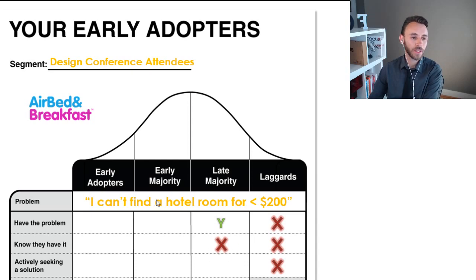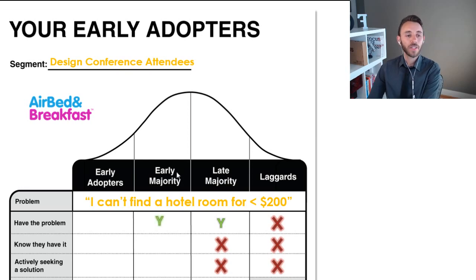So an example in this case might be someone who is attending the design conference on someone else's dime. So let's say maybe their company is paying for the design conference. So yeah, they can't find a hotel room for less than $200, but they don't care. Not their money. So they're a late majority. There's no way that they're going to go sleep on someone else's airbed when someone else is paying for their hotel room. Because they don't know they have the problem, they are not actively seeking a solution for that problem.